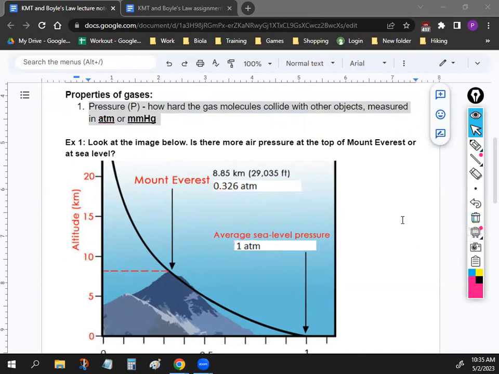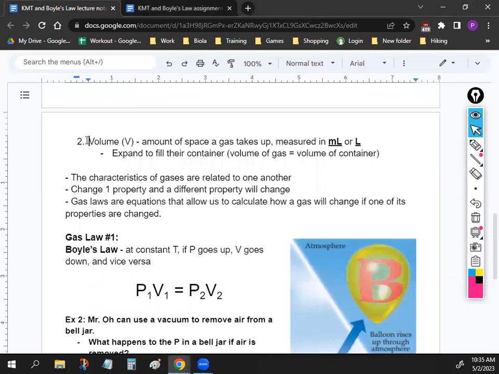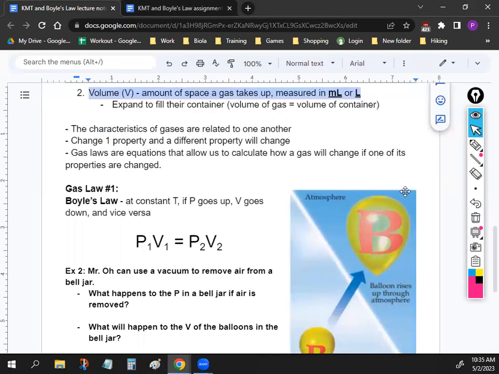Okay, so the second property of gases is super easy. It's volume, and you guys can write this down if you'd like. Volume, we denote it with V. Okay, and it's the amount of space a gas takes up. And we measure it with something that we already know, we're comfortable with. We can measure it in terms of milliliters or liters. Okay, so volume is how much space a gas takes up, and we measure it in terms of milliliters or liters. Okay, if you wanted to do gallons, you could. If you want to do cups, you could. But for this class, we'll use milliliters and liters.